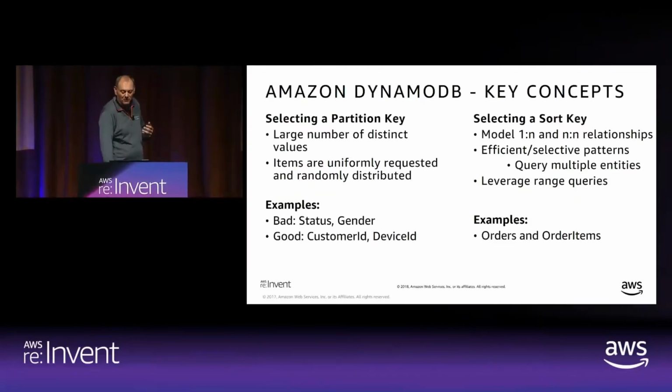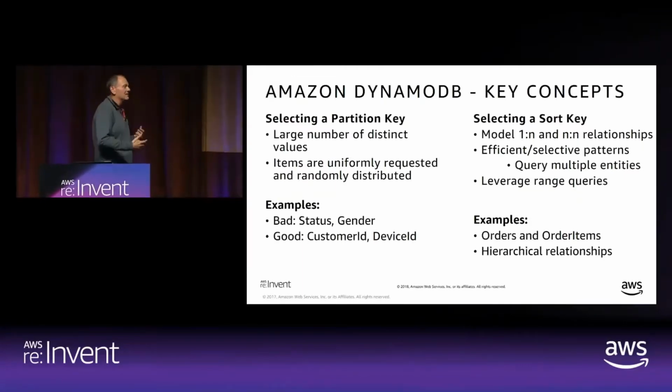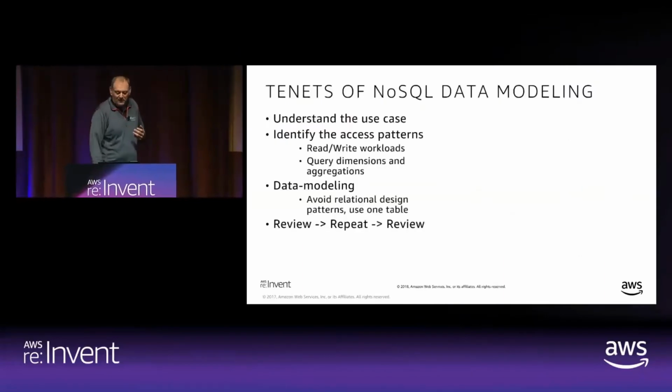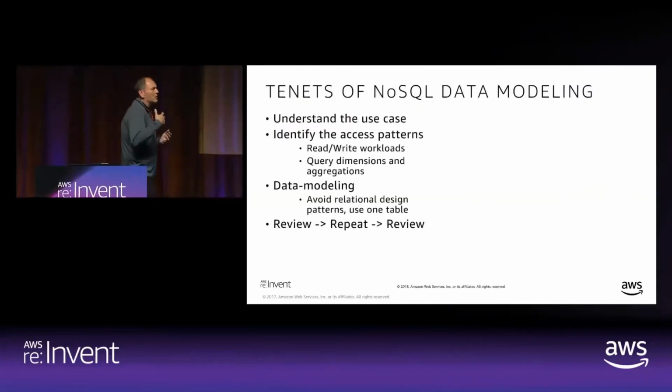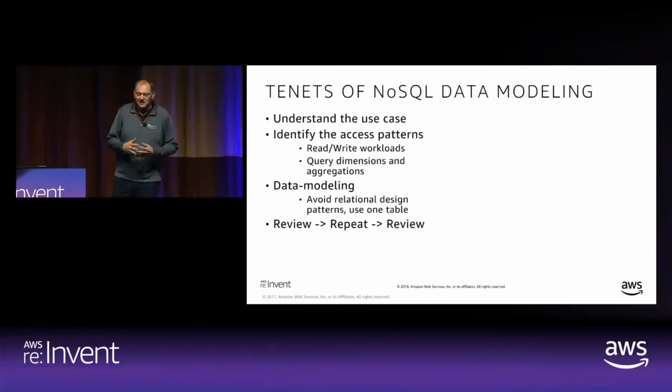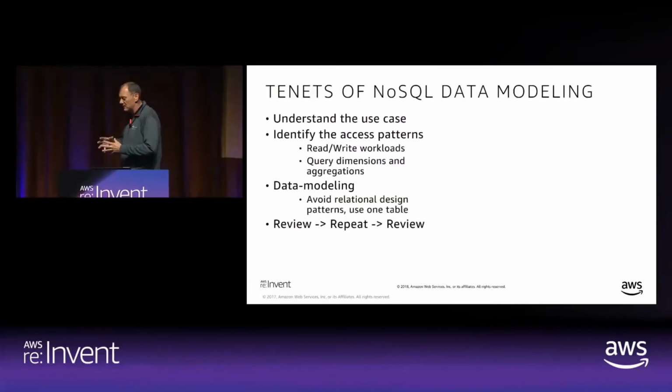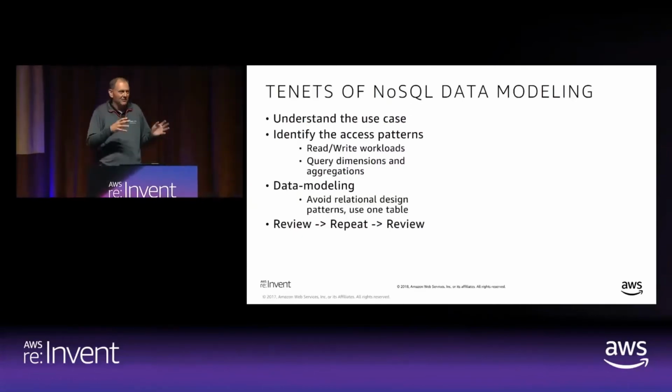Right? So what we want is maybe good examples of this. We talked about orders and order items, hierarchical relationships, which we'll get into in a few minutes. As we walk through the process, it's important to understand the differences in the process between modeling an application in NoSQL and a relational database.